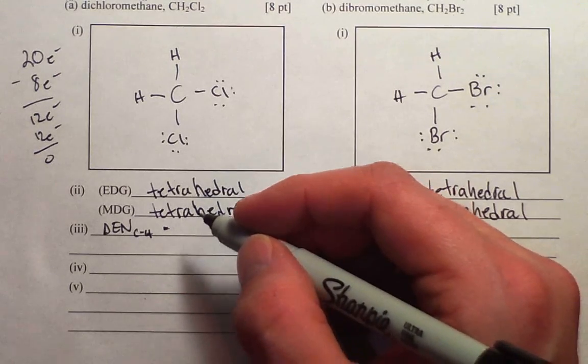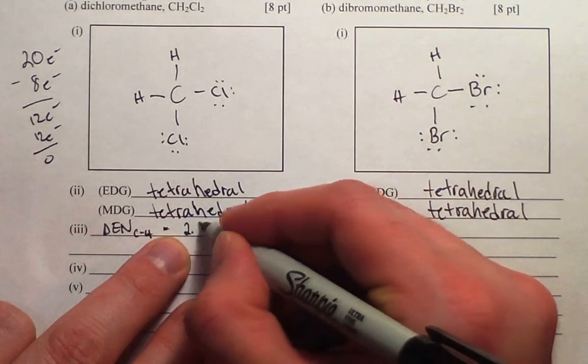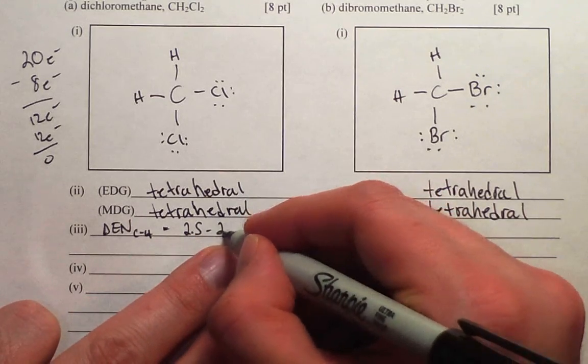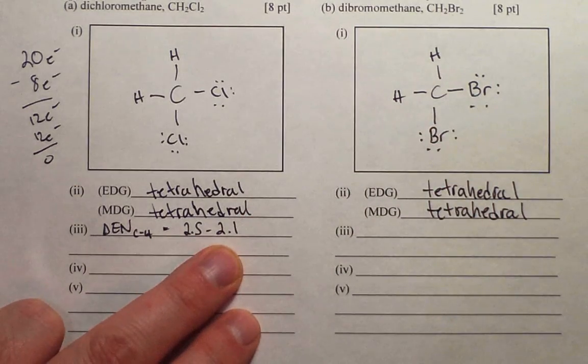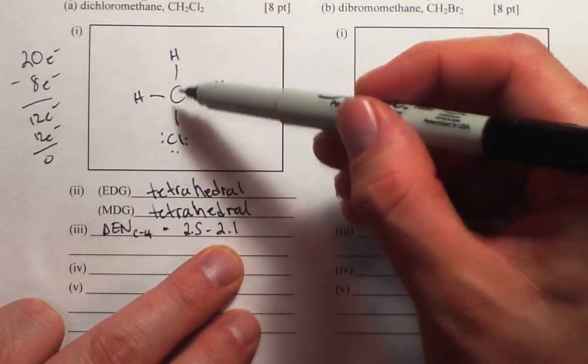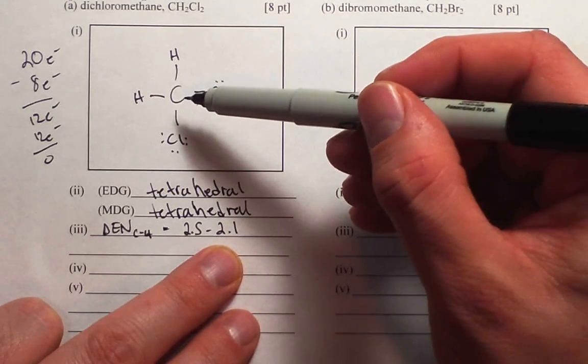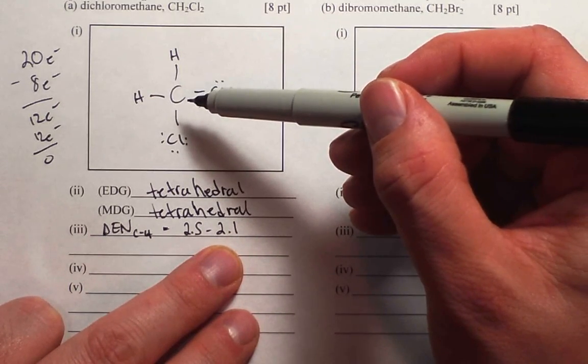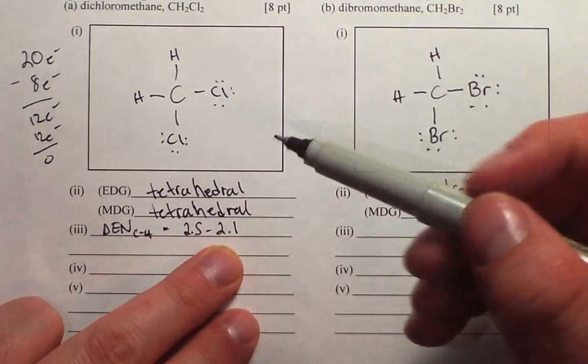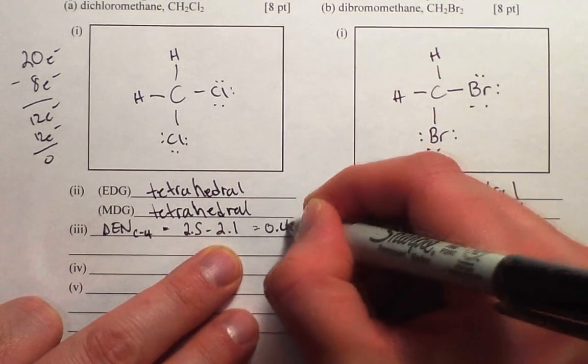Pull out my little chart here. Carbon is 2.5, hydrogen is 2.1. Although hydrogen is more electropositive, it never can be in the center because it can only take 2 electrons. The difference is 0.4.